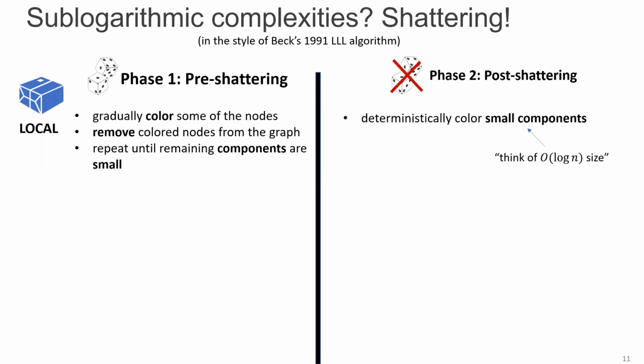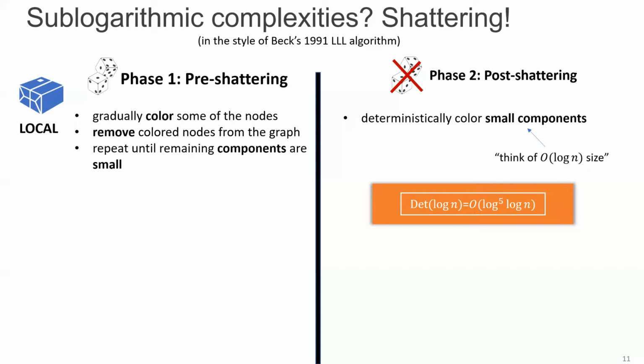So in the first phase, in this so-called pre-shattering phase, for the coloring problem, we gradually color some of the vertices and then remove these colored vertices from the graph. And this process is done such that afterwards, the uncolored components are small. So connected components of uncolored vertices after this first phase are small. The precise definition of small here is pretty technical, but for the sake of this talk, you can just think of them as being of logarithmic or polylogarithmic size. And then afterwards, one just takes the best known deterministic algorithm and applies it on each of these components.